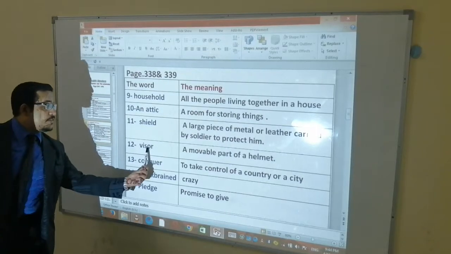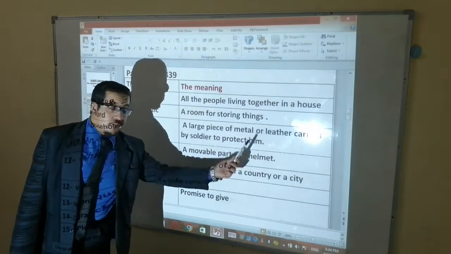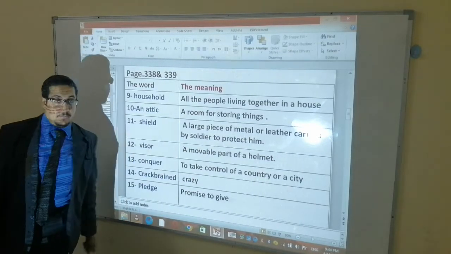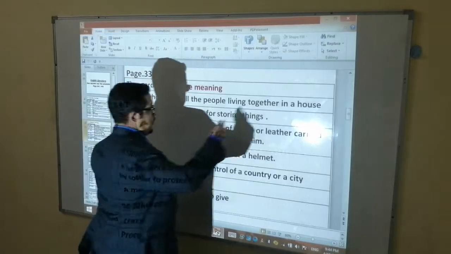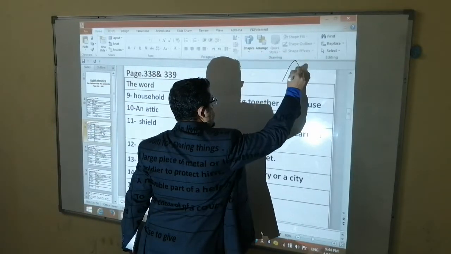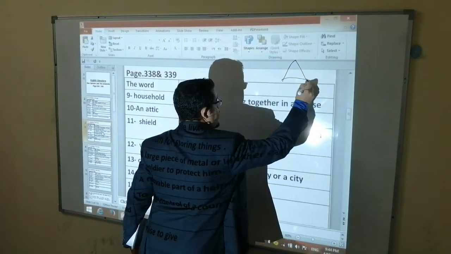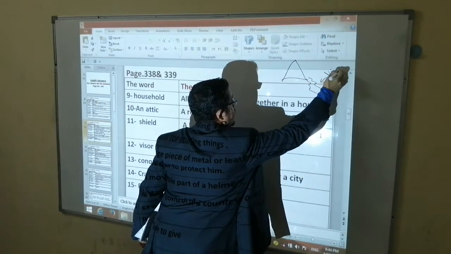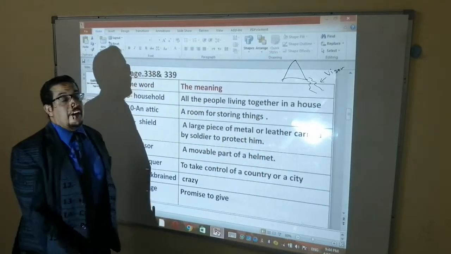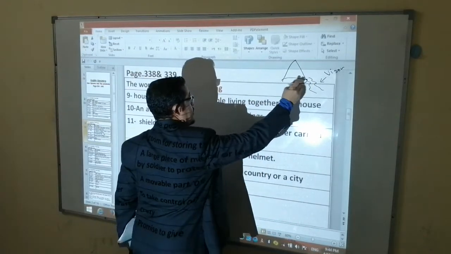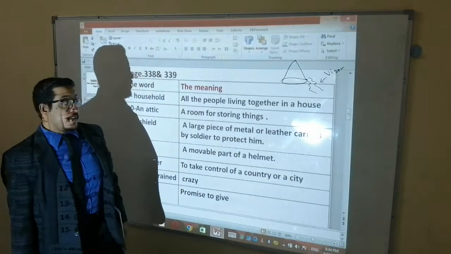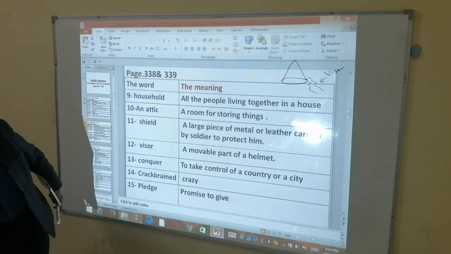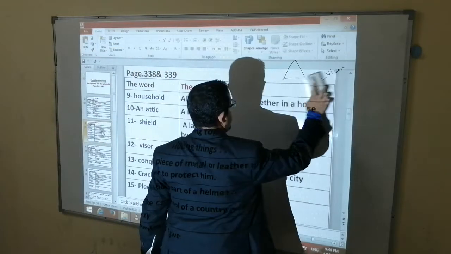Visor, a movable part of a helmet. This part, as we can see, for the helmet of the soldier in the past, it was in this way. This part is called what? This part is called visor. Visor, a movable part of a helmet.